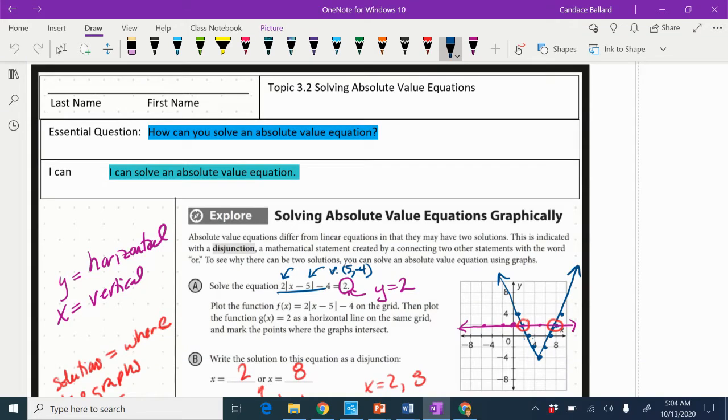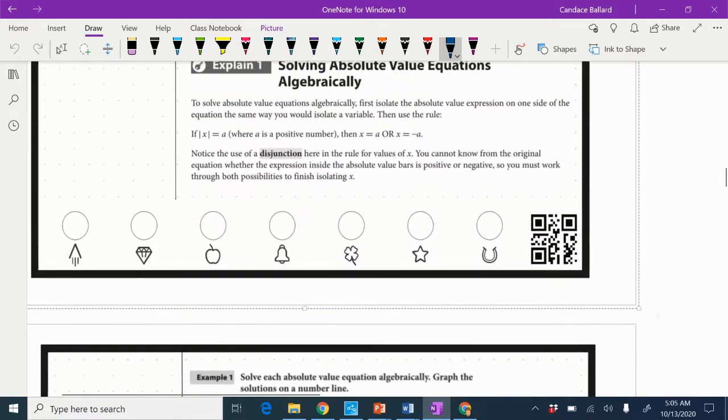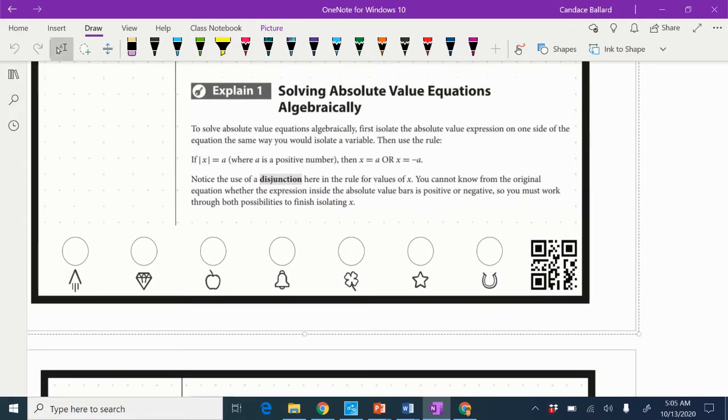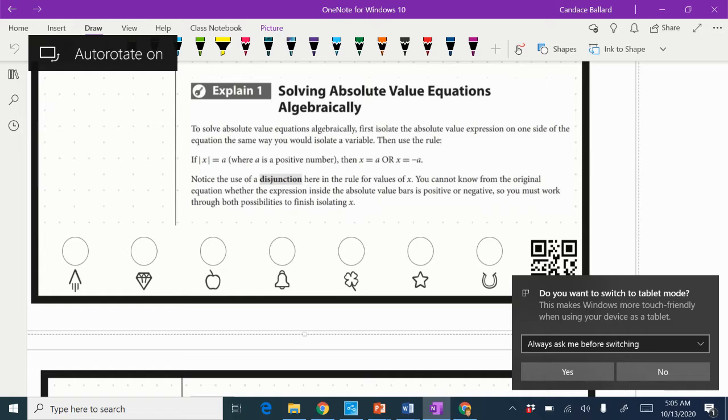So today we're working on topic 3.2, solving absolute value equations. And we are going to work on explain one in this video. So let's read through this little paragraph here.